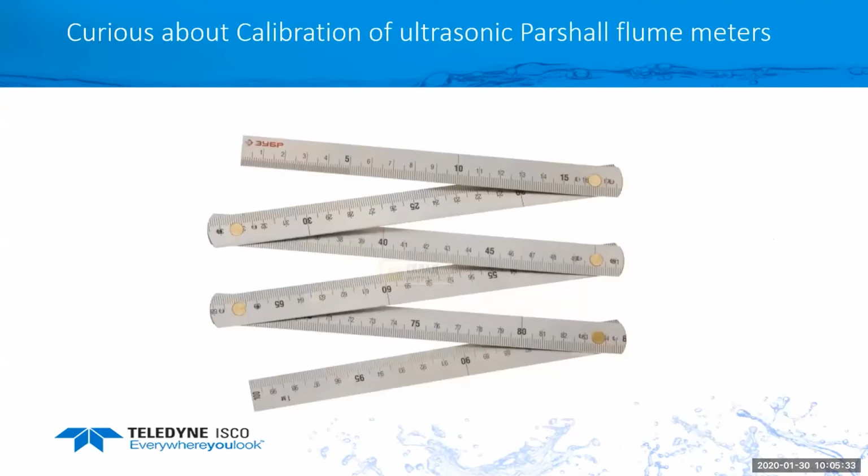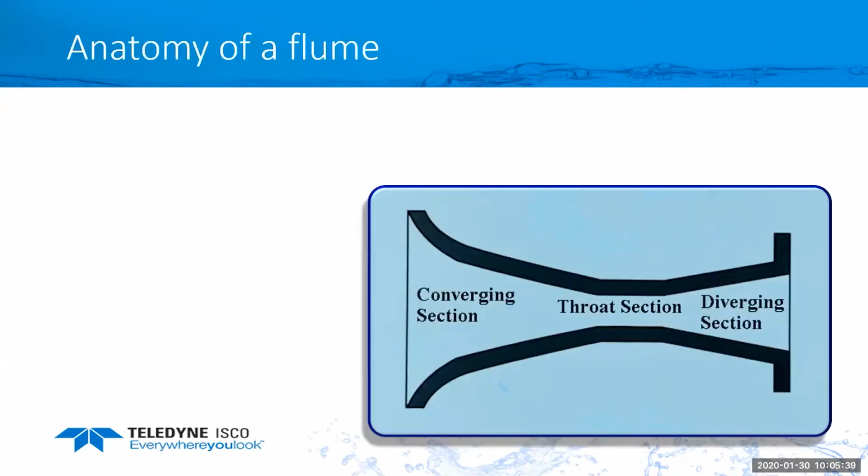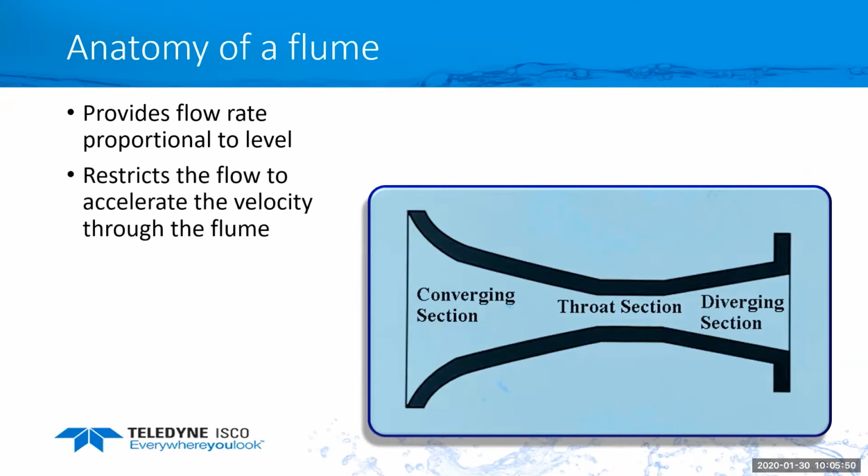Next, we want to talk about the calibration of partial flumes. But first, let's just discuss what makes up a flume. A flume provides a flow rate proportional to level, similar to a weir. It restricts the flow to accelerate the water going through the throat of the flume, which makes it somewhat self-cleaning because of the accelerated velocity going through that flume. That doesn't mean that it's maintenance-free, but it does reduce the amount of maintenance needed when you use a flume over a weir.